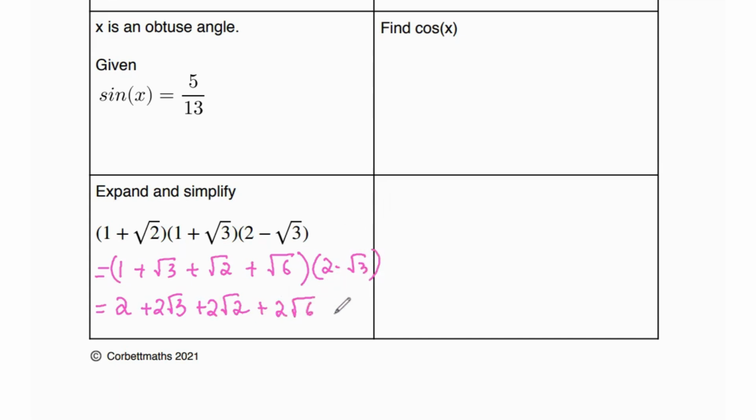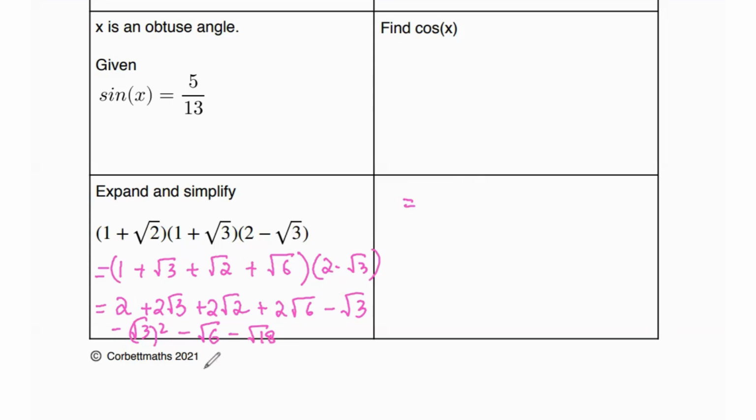So now negative root 3 times 1 is negative root 3. Negative root 3 times positive root 3 is negative root 3 squared. Negative root 3 times root 2 is negative root 6. And negative root 3 times positive root 6 is negative root 18.